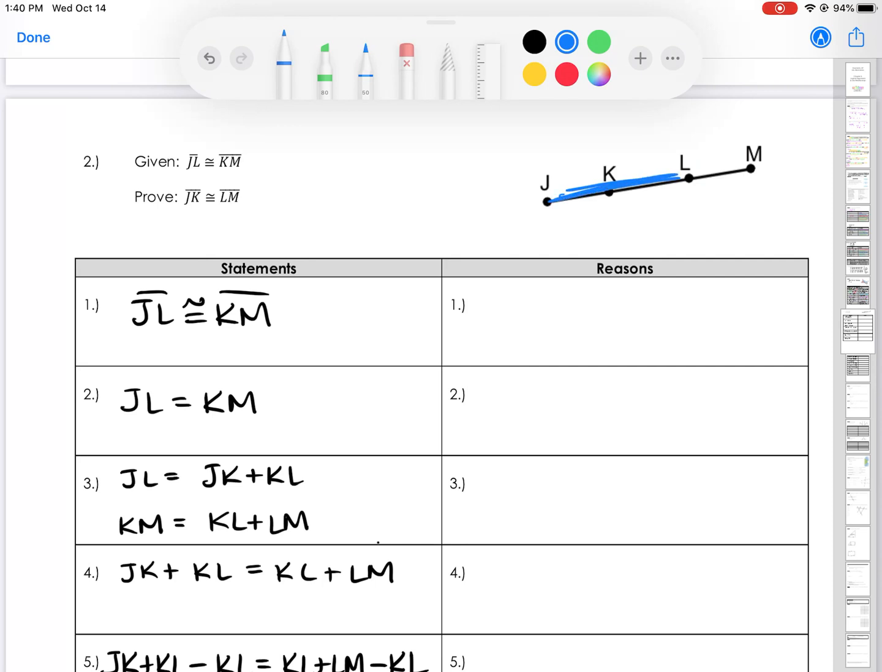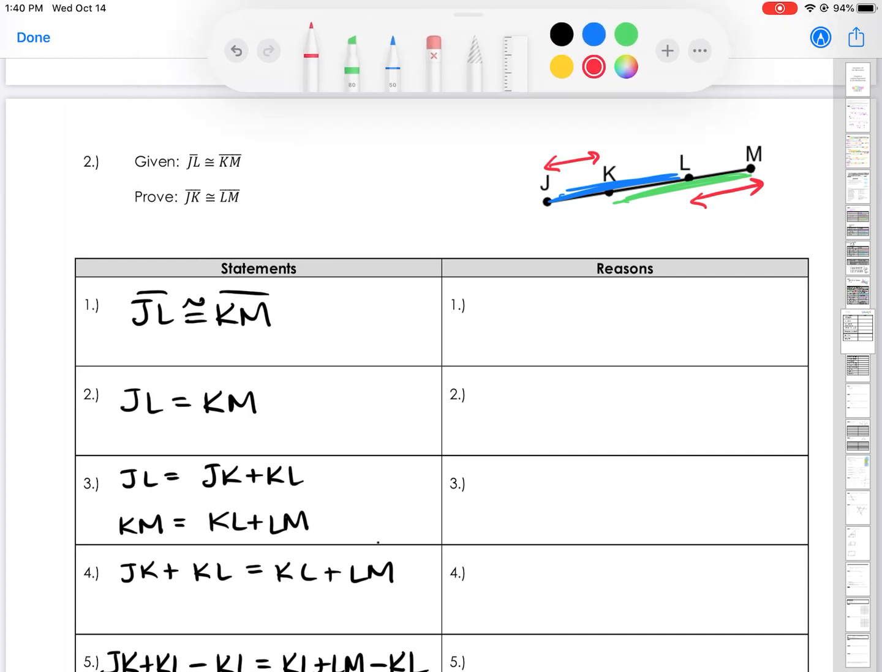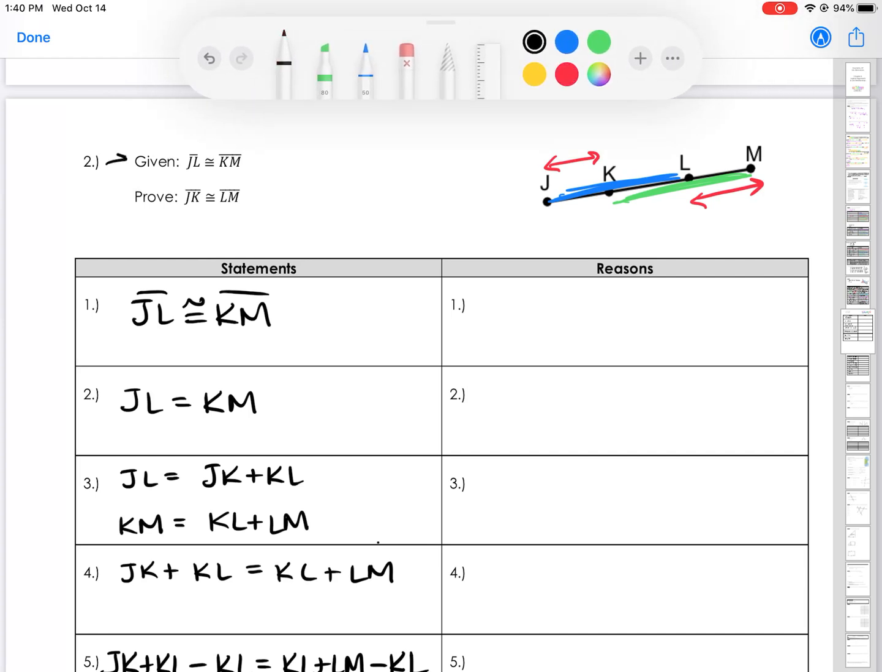For the next one, we are given that JL and KM are congruent. JL is from here to here, and KM is from here to here, and we are saying that they are congruent. What we want to prove is that JK, here to here, is congruent to LM. All right, well, let's see what we can do.